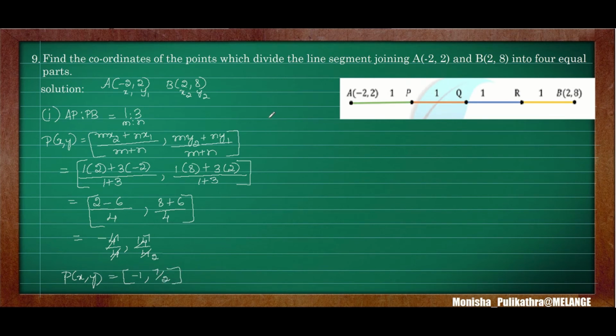Okay, so moving on to the second case. In the second case we will take AQ is to QB, so that is 2:2 ratio. We can see here AQ is 1 plus 1, 2 and QB is also 1 plus 1, 2, that is 2:2 ratio. Okay, again write down the formula. P of xy is equal to mx2 plus nx1 divided by m plus n. Next one is my2 plus ny1 whole divided by m plus n.